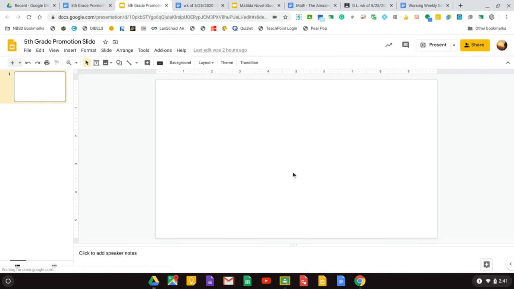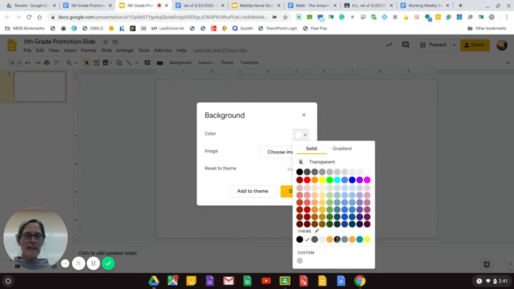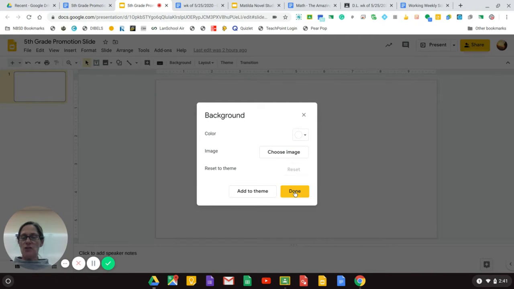Here's the slide that you have. It's just one. Again, you can change the background. I can make it any color. Can I choose image? Say no, because you can't. I can choose any color that I want. I can get fancy. I can do gradients. I just cannot use an image.